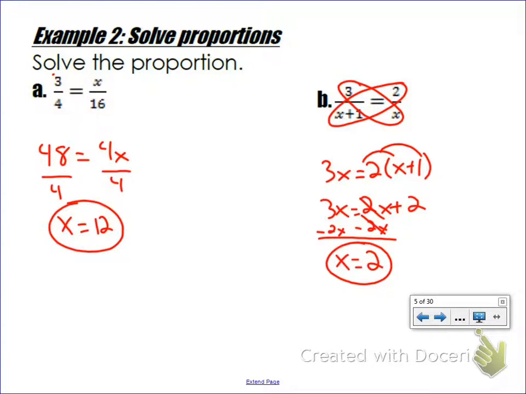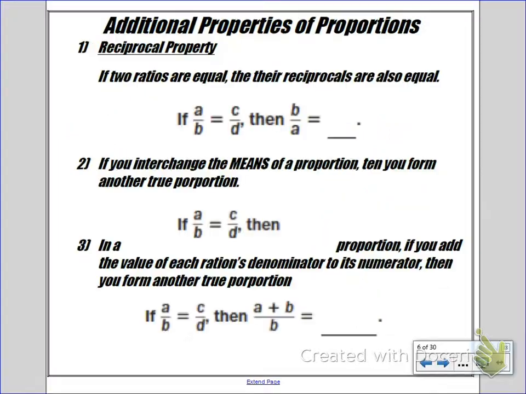With part B, we should do 3 over x plus 1. X is 2, so 2 plus 1 is going to be 3. So 3 over 3 would be 1. And then 2 over 2 would also be 1. So that's just one way to verify that your proportion and what you got for x is true.